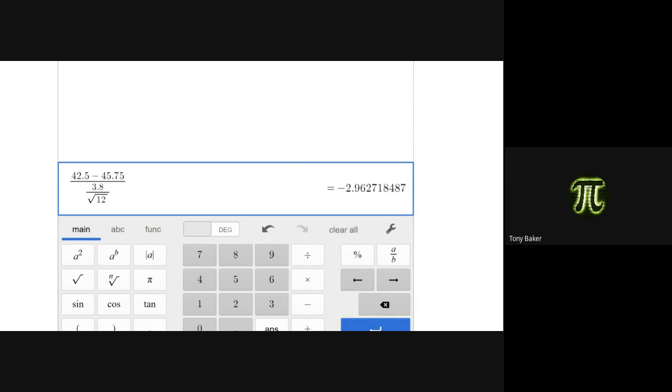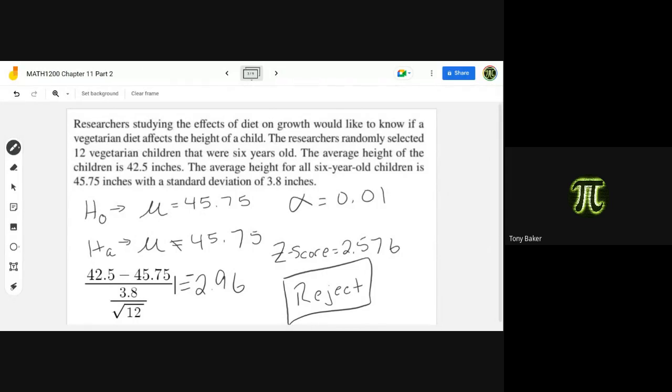So in this case, the researcher could statistically say that a vegan diet has an impact on the height of a child. Actually, let me rephrase this. It says a vegetarian diet, which is different than a vegan diet. Because if it's a vegan diet, they're not even giving it milk, which would definitely affect the child. But vegetarians can eat eggs and drink milk. But in this case, that's what they've shown.